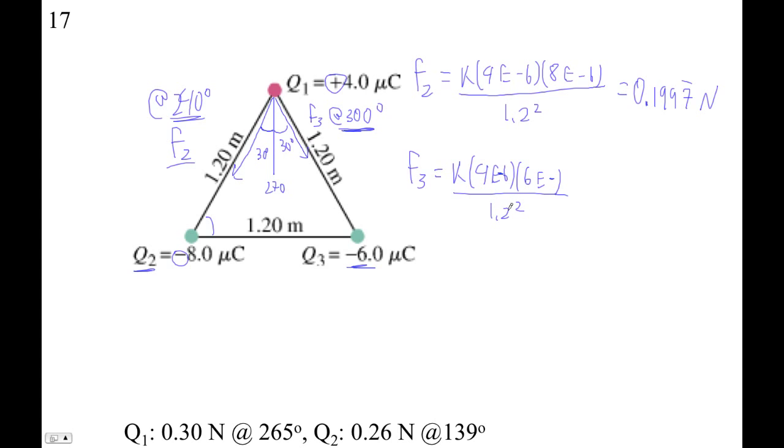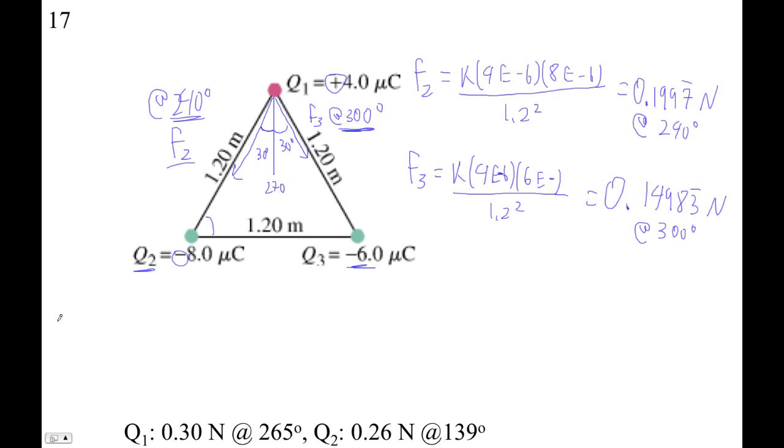All right, let me go. I'm so lazy, I'm just going to barf that thing up and change my 8 times 10 to the minus 6 to 6. Okay, and I'm going to store that in B. And I've got 0.14983 bar newtons. Okay, now remember F2 is at 240, and this guy is at 300 degrees.